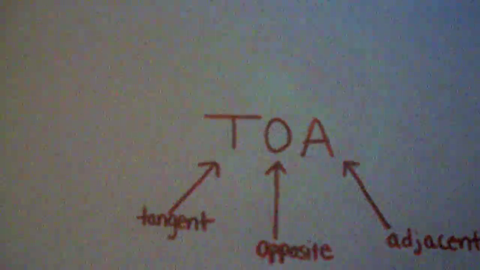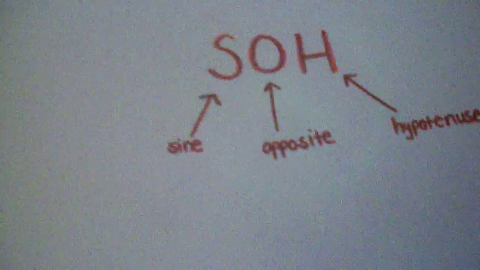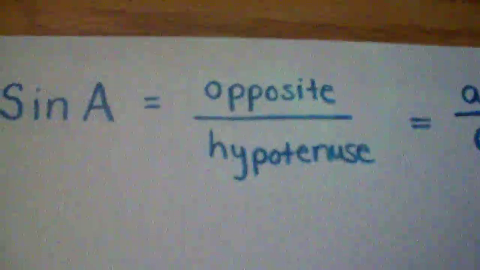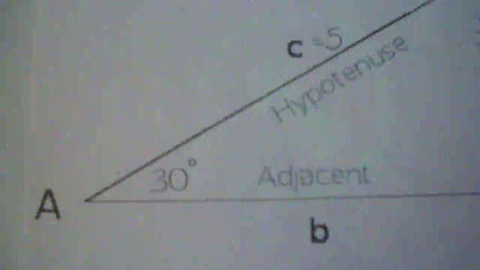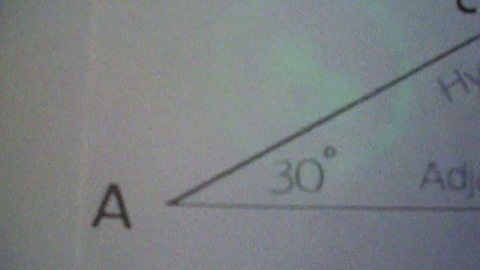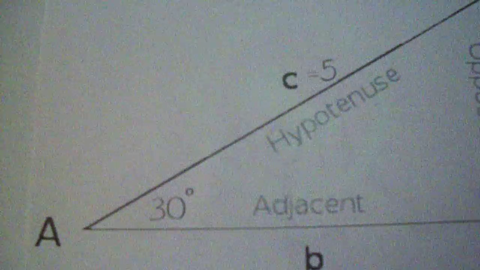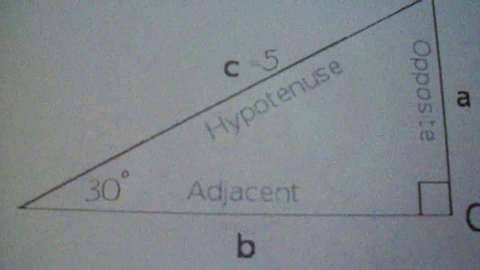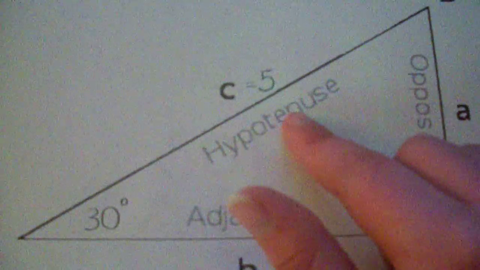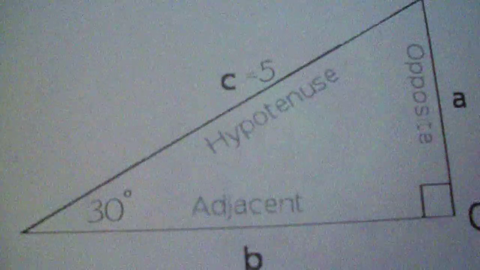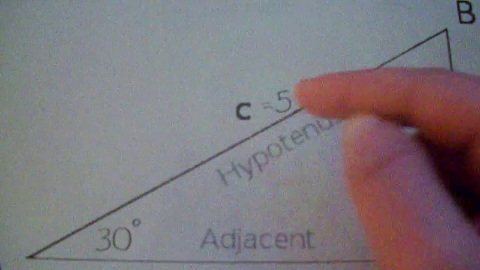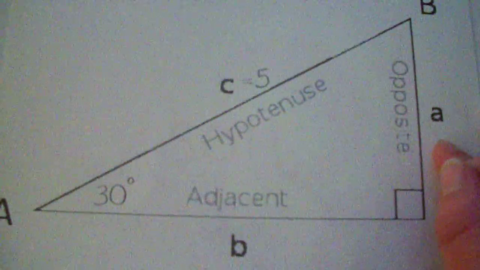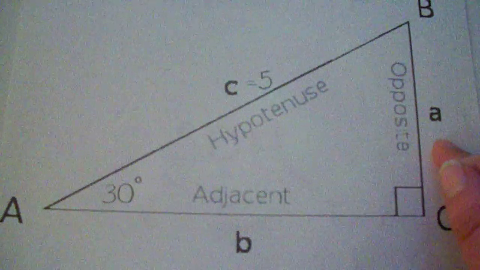Now let's do an example of sine using angle A. First we need to know the value of angle A, which, shown by the diagram, is 30 degrees. We also need to know the value of either the opposite side or the hypotenuse. We know by the diagram that the hypotenuse equals 5. So now we can find the value of the opposite side, side A, by using the sine function.